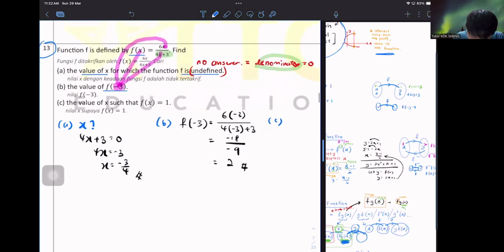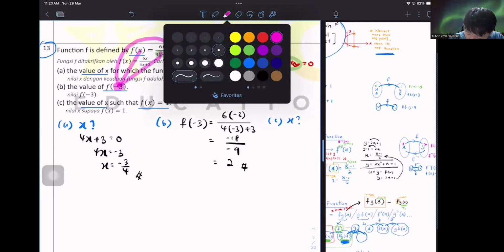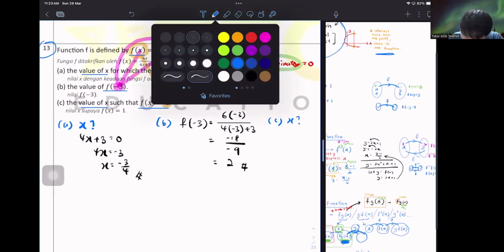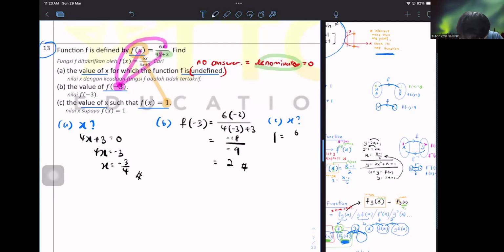Okay, followed by C. Find the value of x such that fx equals to 1. So fx equals to 1, x equals to what value? Yep, so this one nothing special. Given to you, fx equals to 1, right? We can sub already. Fx replace to 1. 1 equals to 6x over 4x plus 3. Then we can find the x value.